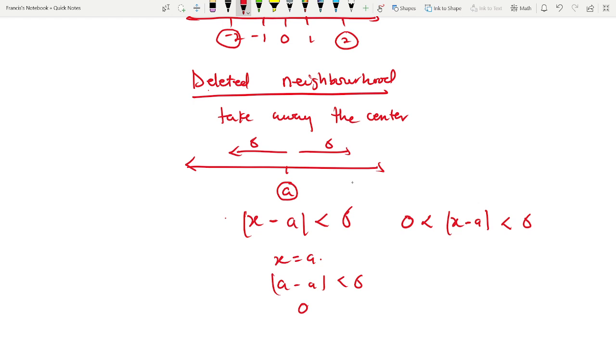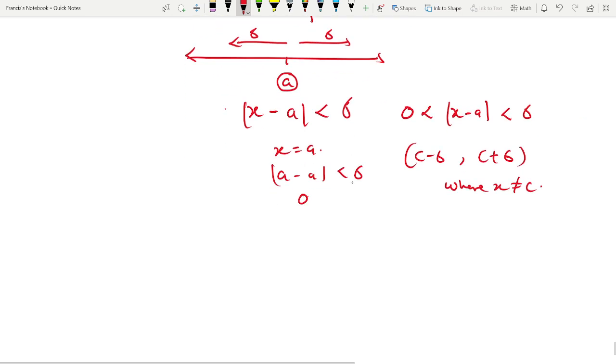At this point, it's the same thing as your center minus your delta, comma, center plus your delta. But after writing this, we state that our interval will not include the center, so where x is not equal to C. So that is the deleted nature of it.